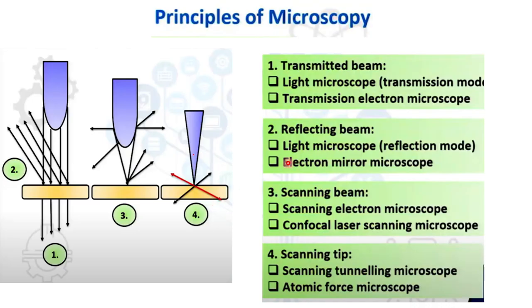Now, what is the principle of microscopy? Here this is your sample, right? This is the source of the electron beam. First of all, if the electron beam passes through your material, this is transmitted mode. If it is reflecting back, that is reflected mode. In case of a light microscope, the light is reflected; in case of an electron microscope, electrons are reflected. Same in case of transmission: in the light microscope, light is transmitted, and in the transmission electron microscope, electrons are transmitted.